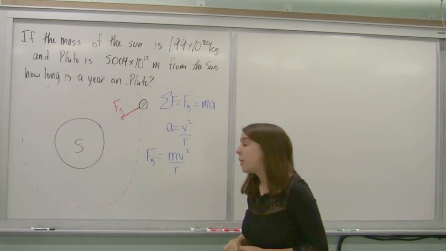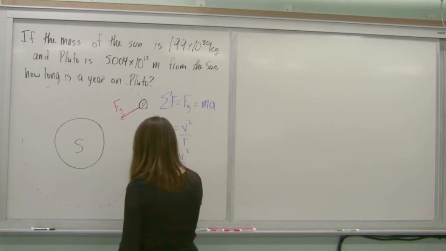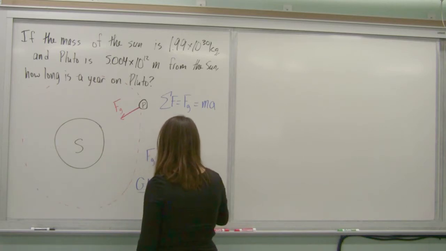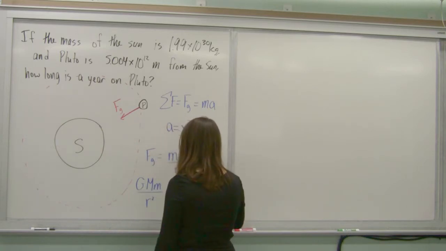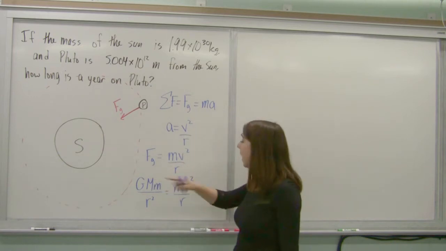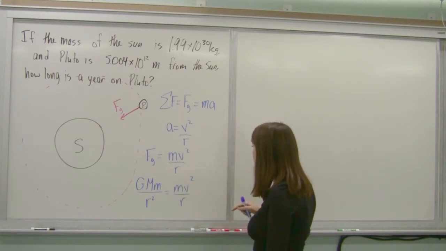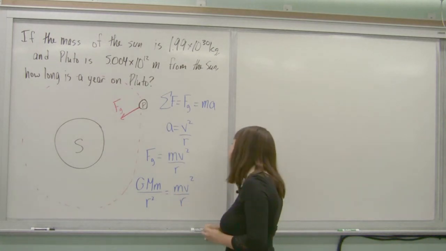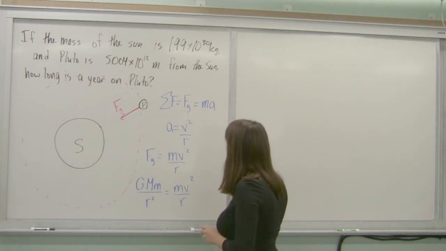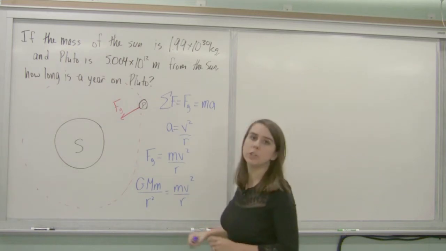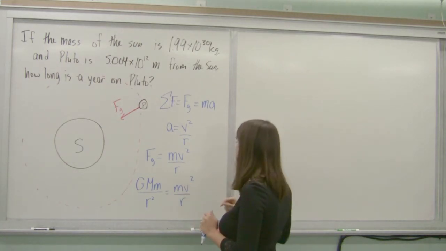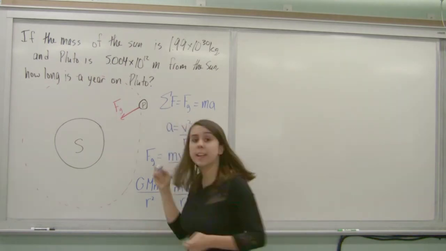I also have to remember my formula for gravity. That's the universal law of gravitation. G M m over r squared is equal to m v squared over r. So we've got the mass of the Sun in here and the mass of Pluto. The reason why we know that this is the mass of Pluto and not the mass of the Sun on the other side of the equation is because we were trying to figure out the acceleration of Pluto. If we were trying to figure out the acceleration of the Sun, we would be using the mass of the Sun on this side.